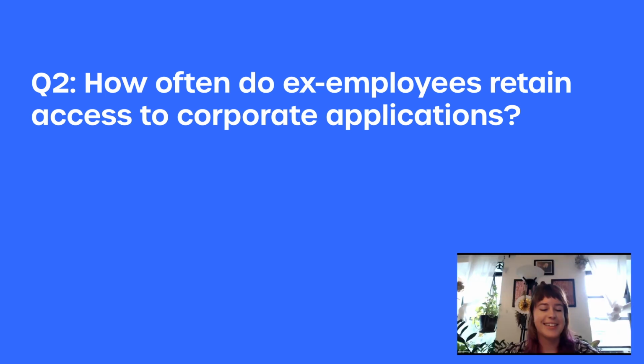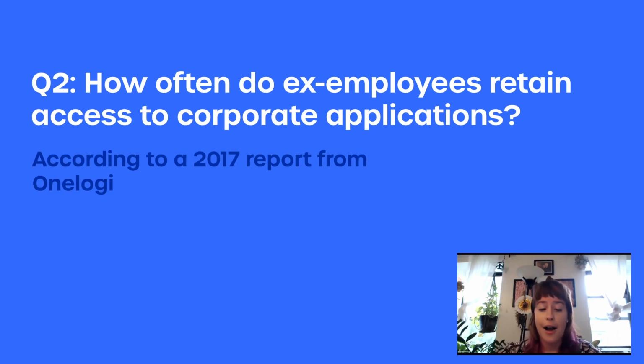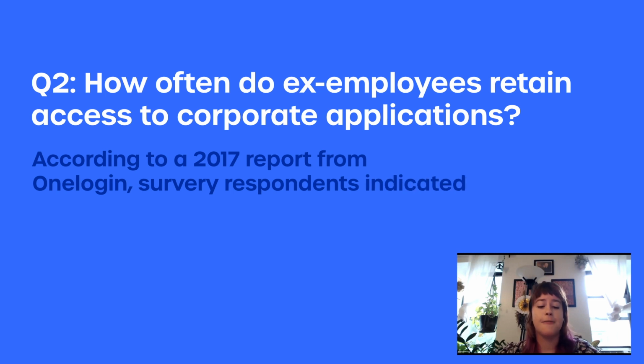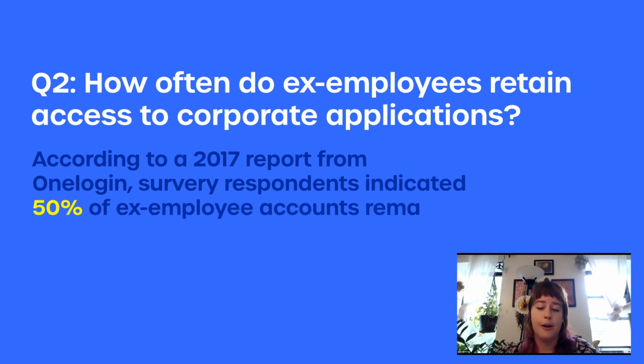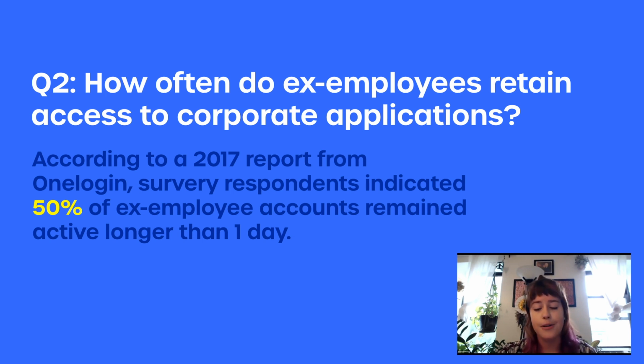It's a nice spread. So according to a 2017 report from OneLogin, survey respondents indicated 50% of ex-employee accounts remained active longer than 1 day, with 25% of the respondents saying it took them a week to fully deprovision people, and 25% said they weren't even sure how long it takes to fully deprovision someone. Wow. Scary.